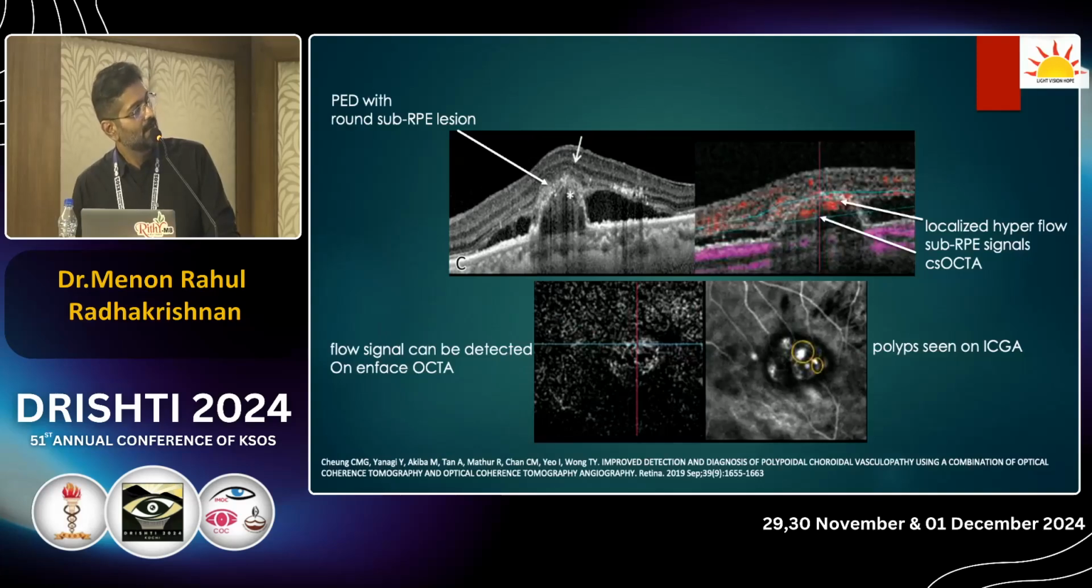Now, this is one case I'd like to show. This is a PCV case where you have a thumb-shaped PED, which is very classical of PCV. You can see the sub-RPE lesion here. There's a vessel over here, and you can see subretinal fluid. You don't see much intraretinal fluid, which is another catch sign on OCT. In PCV, you will see much more subretinal fluid rather than intraretinal fluid. In the en face image, you can see the branching vascular network and a suspicious PCV polyp over here. On ICG, you can see the polyps lighting up, and on the cross-section OCT, you can see the patchy RPE signal that I mentioned.